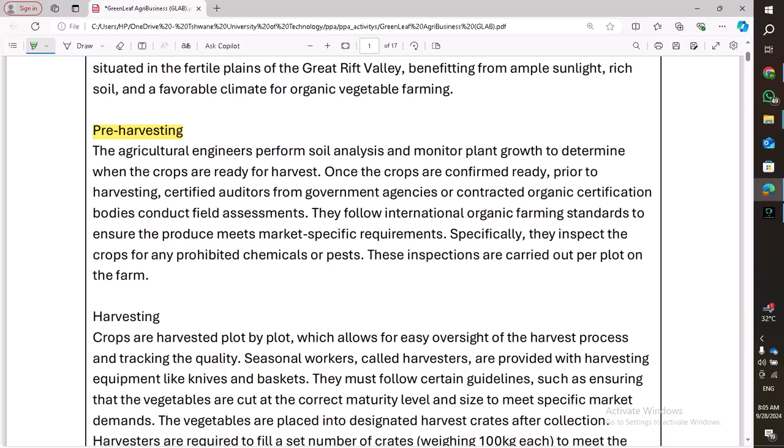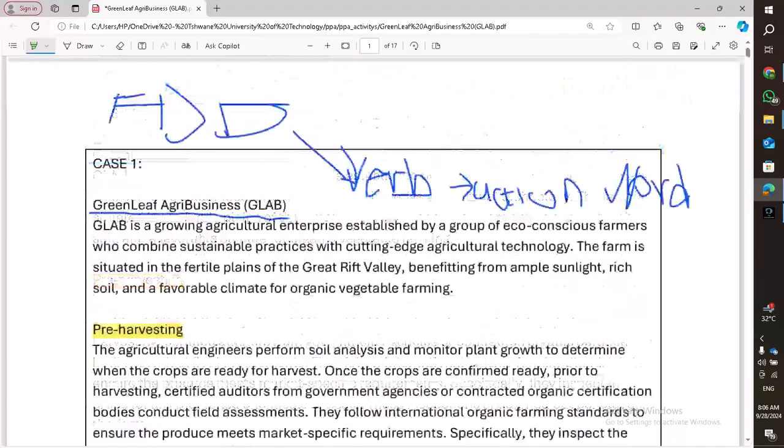Specifically, they inspect the crops for any prohibited chemicals or pests. Okay, these inspections are carried out per plot on the farm. So first, now we are reading again. First, we read to understand what the paragraph is all about. Number two, when we read again, we are searching for the actions, we are searching for the verbs, what is actually happening. So now, okay, first we're doing the FDD diagram.